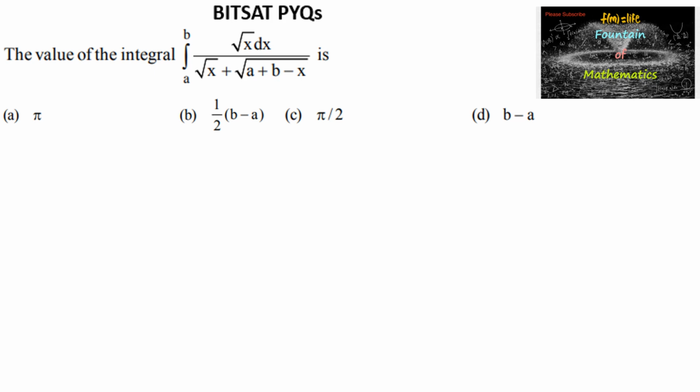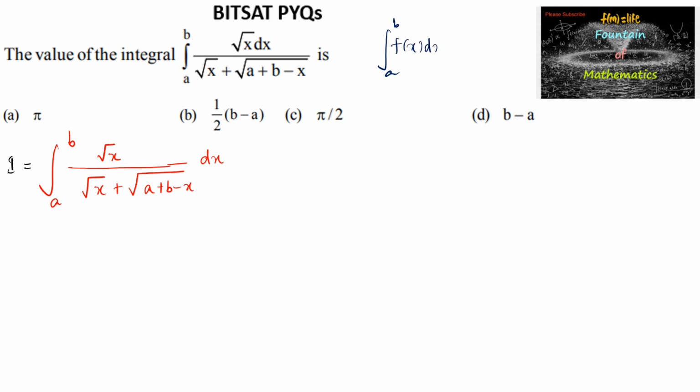We need to find the value of the integral from a to b of root x upon root x plus root of a plus b minus x dx. So let us consider this to be I, and by using the property integral a to b f of x dx is equal to integral a to b f of a plus b minus x dx.